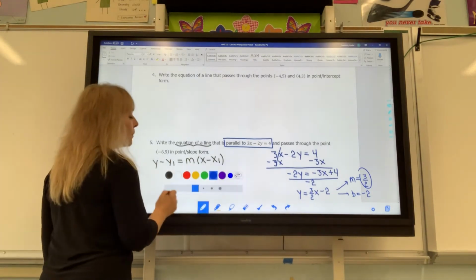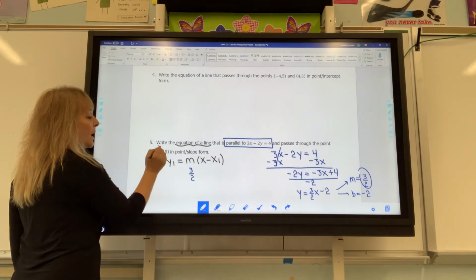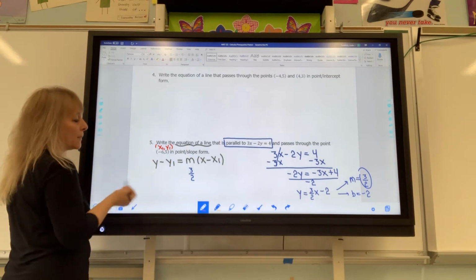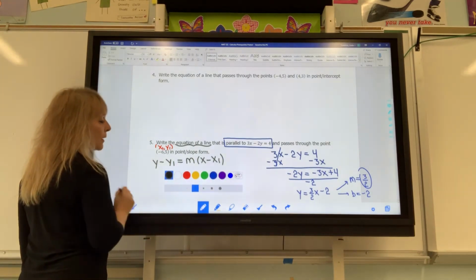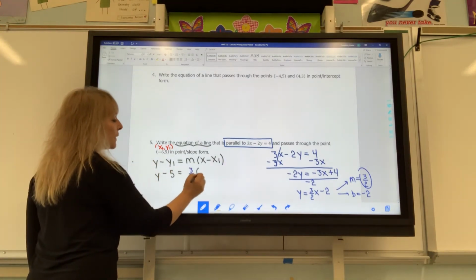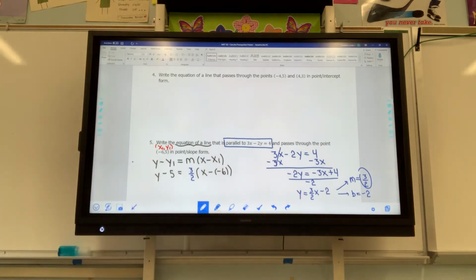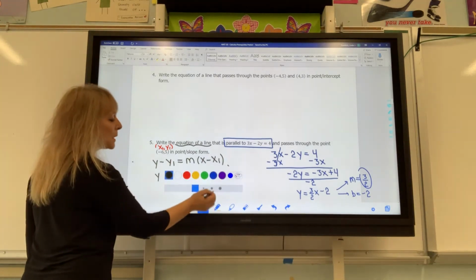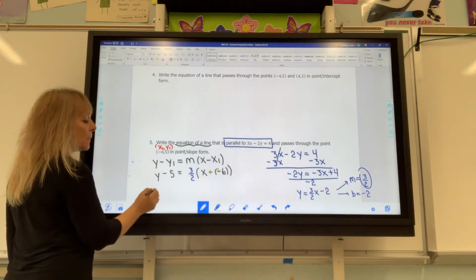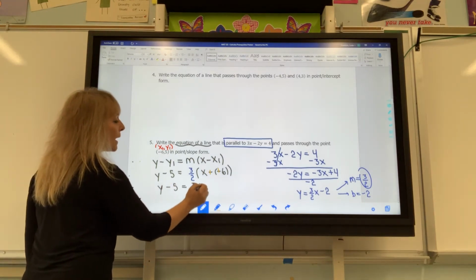Now, if I keep reading this question, it says it passes through the point -6, 5. The -6 is the x1, and the 5 is the y1, and that's what you fill in. So I'm going back to the black marker, and I'm going to fill in y minus 5 equals 3/2, and then x minus a -6. And of course I'm going to clean it up because this double dash becomes plus a positive. You should know that. So when I rewrite this problem, I get y minus 5 is equal to 3 over 2 x plus 6.